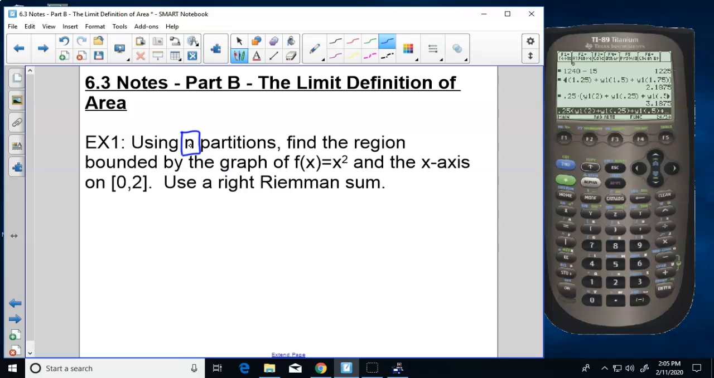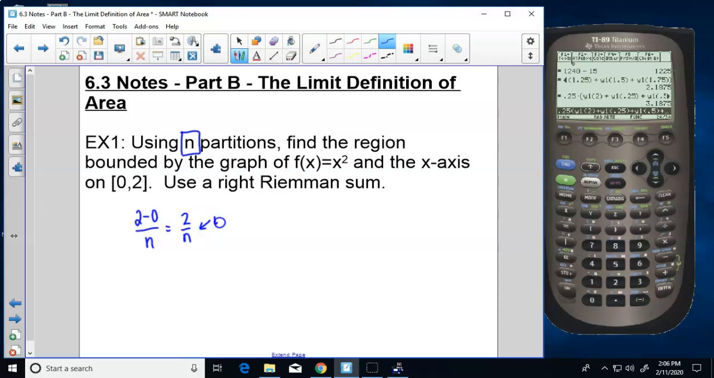How did you guys decide that the width of each rectangle was going to be 0.25? Good. So the width of that interval from 0 to 2, that was 2, right? And we divided it by 8, right? Well, we're not going to divide it by 8 this time. We still have the width being 2 minus 0, or just 2, but we don't have 8 partitions here, so we're going to divide it by n. And so that, of course, just gives us 2 over n.